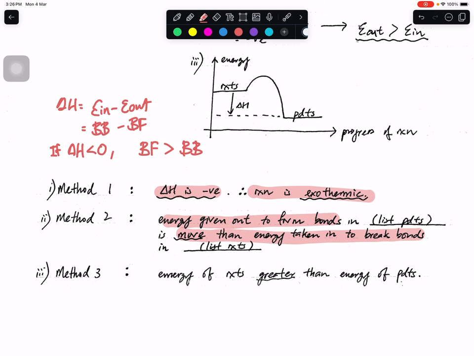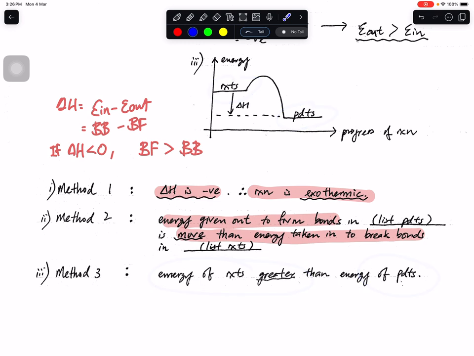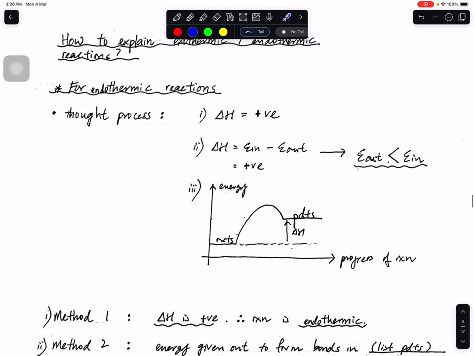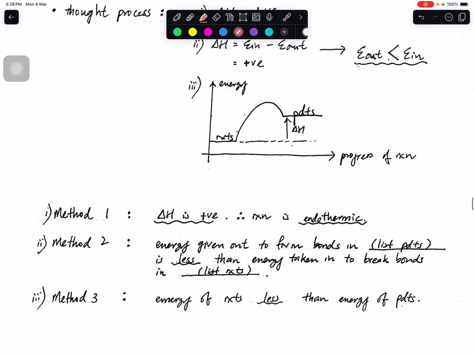Method 3, we hardly use it, but it's just basically telling you that the energy of the reactants, which is at a higher ground, is greater than that of the products at the bottom. But we're going to focus on number 1 and number 2 here. Same for endothermic reactions. When you see this method 1, you can tell me the enthalpy change is positive, so the reaction is considered to be endothermic.